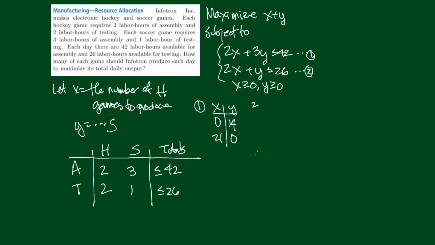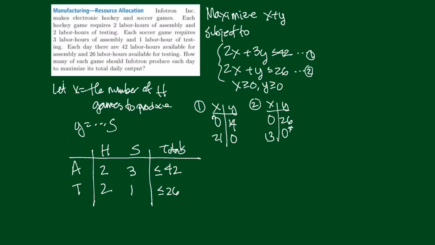And then for number 2 here, here's x and y. So when x is equal to 0 for that second inequality, you put 0 in here, you just get y equals 26. And when you put 0 in for y, what do we get? So you put 0 in for y here, you get 2x is 26, so divide by 2, you get 13 here.